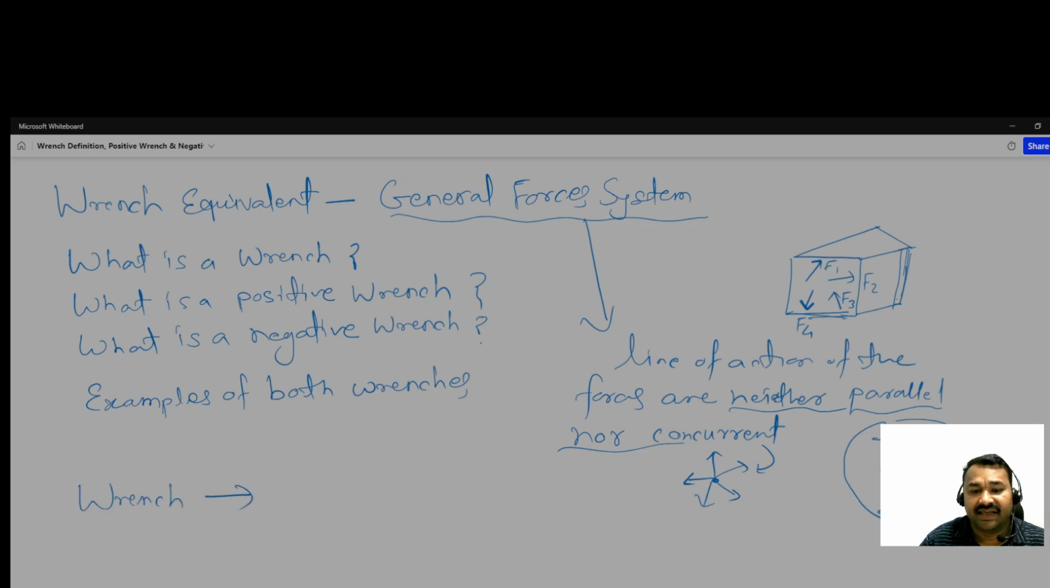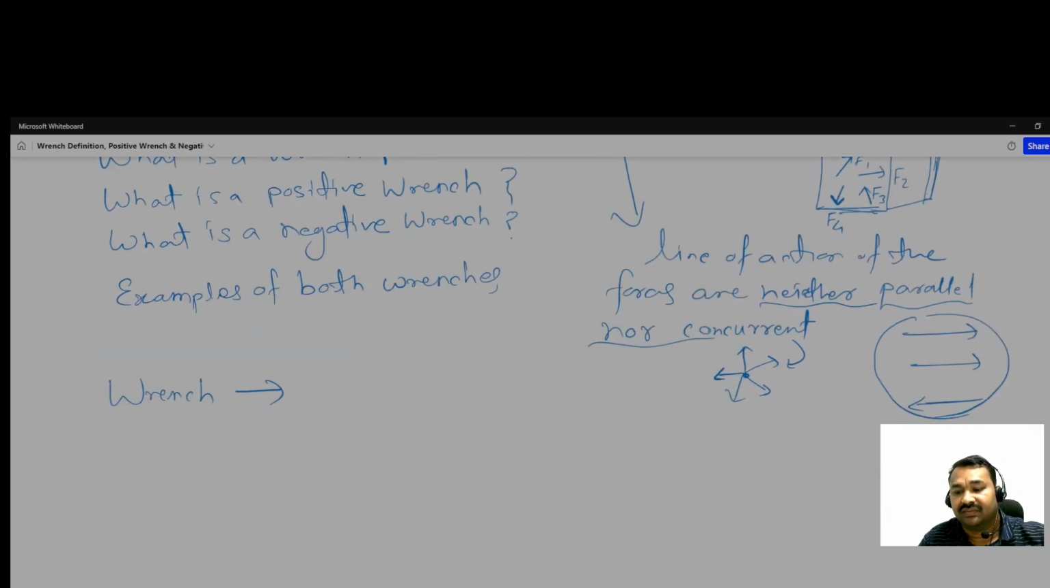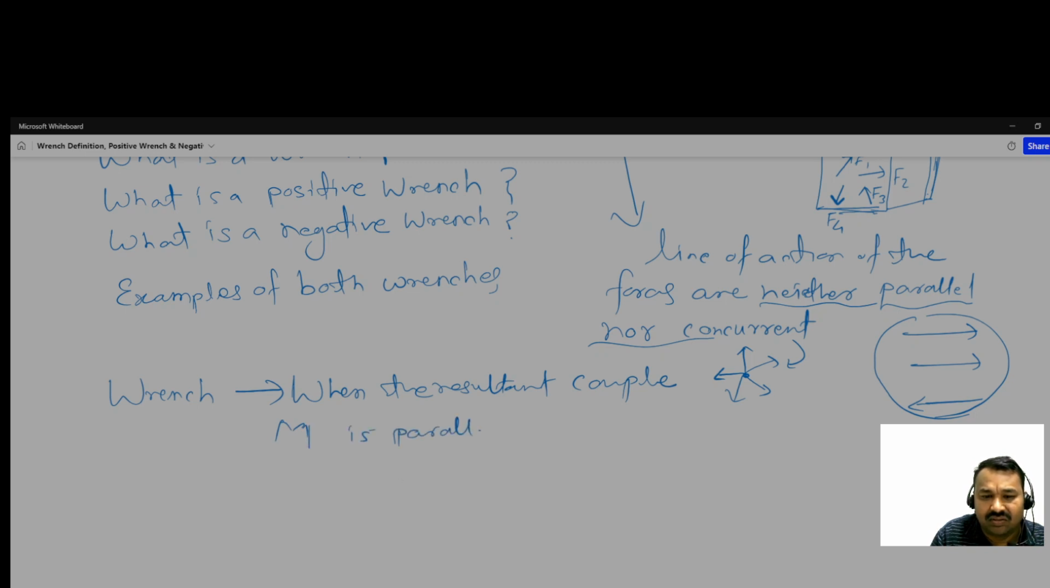How one can define the range? Okay, so for this, the range is when the resultant couple M is parallel to the resultant force R. Okay, means suppose this is the resultant force and this is the resultant couple M. So this is known as the range equivalent.